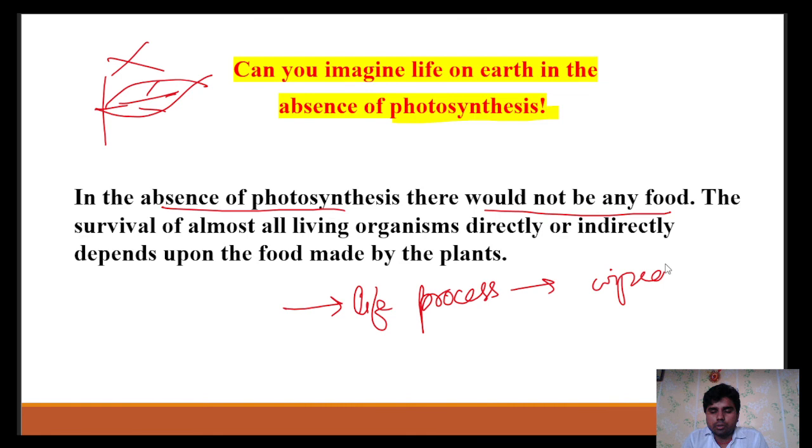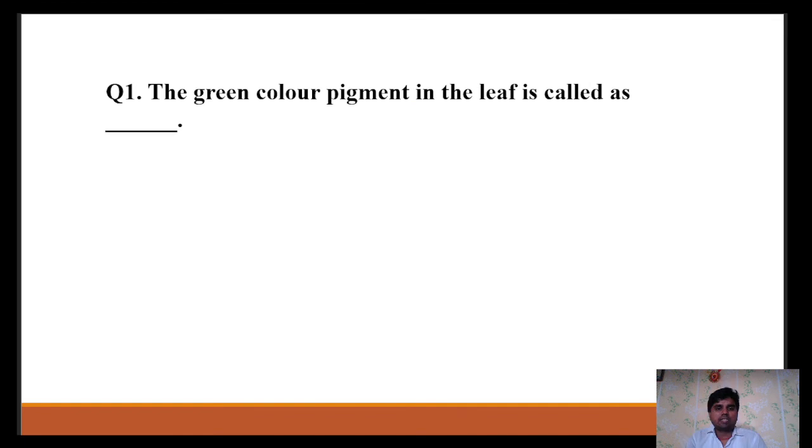So student, now you have to answer one question. This is a very easy question. The green color pigment in the leaf is called dash. This is the distinguishing feature of the plant that helps the plant to make food. So the answer would be chlorophyll. Okay, let's move to the recapitulation part.